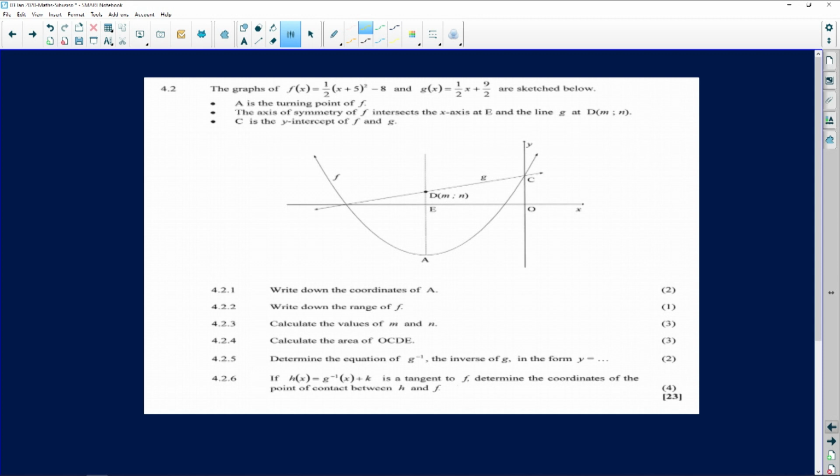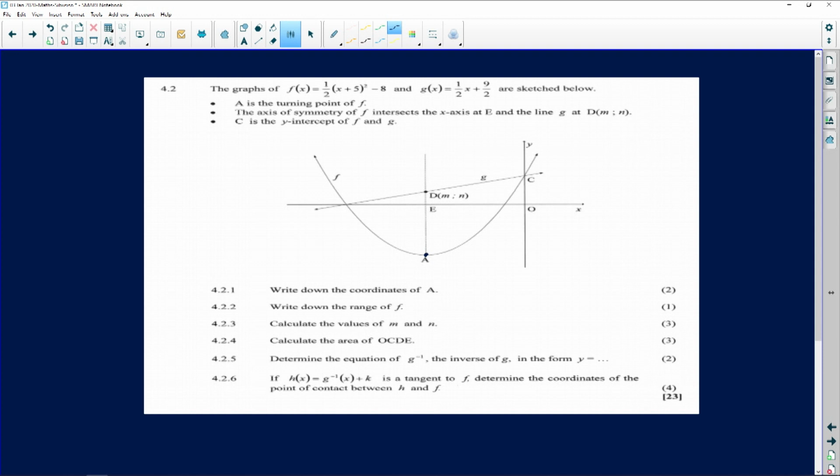It says the graph of f of x equals half of x plus 5 squared minus 8, and g of x is half of x plus 9 over 2, as sketched below. Bullet point 1, A is the turning point of f. Okay, that's key information. We know that A is the turning point, all right? And then the axis of symmetry of f intersects the x-axis at E.